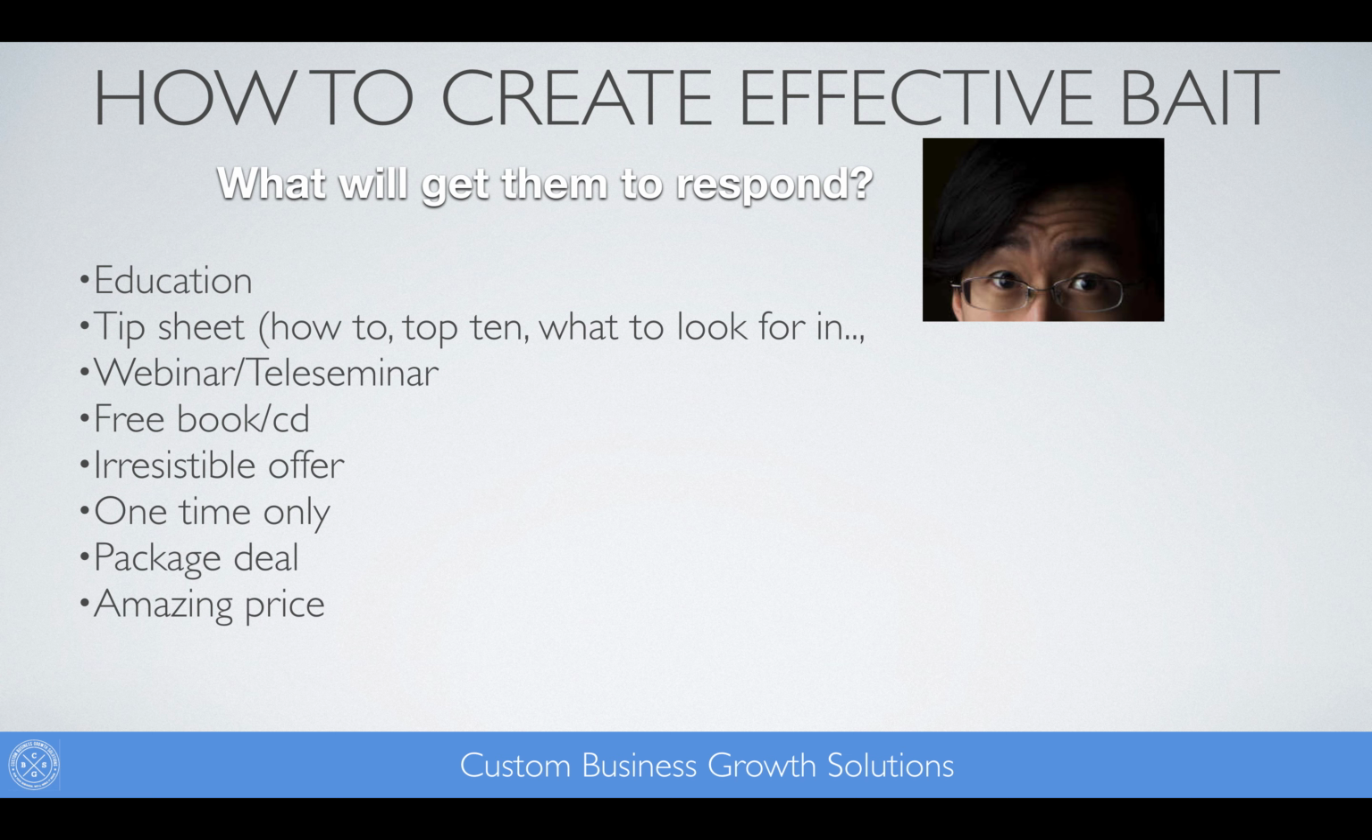So is it an irresistible offer that will get them to respond? Maybe it's a one-time only or limited time offer, or a package deal. Maybe we can offer different products or services together as a package deal. Maybe we just have an amazing price on something, and that is going to get them to respond. But think through, as your product or service meets this need, answers that question, gives them what they want, how are we going to get their attention and get them to bite? And so there are lots of different ways that we can do that.